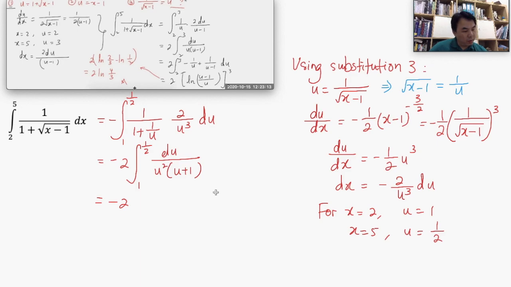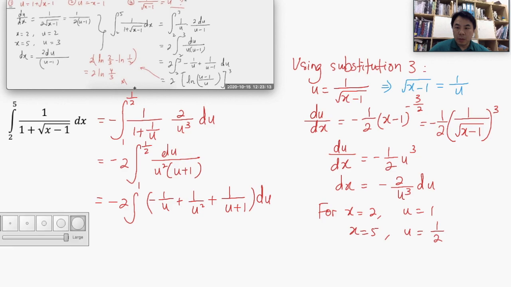Just let me check if I recall it correctly. So the partial fraction is 1 over u plus 1 over u squared, and then finally we have 1 over u plus 1 du. Integrate that from, okay, just let me clean this up properly. That is from 1 to a half. You can always check your partial fraction in case I made a mistake here.